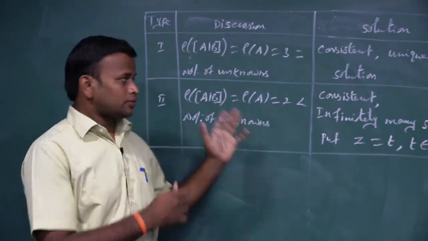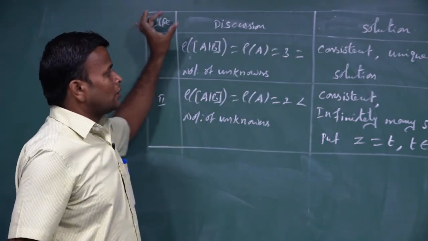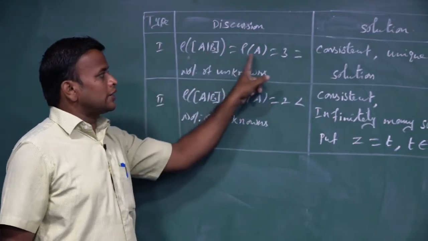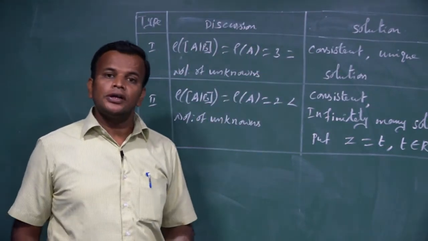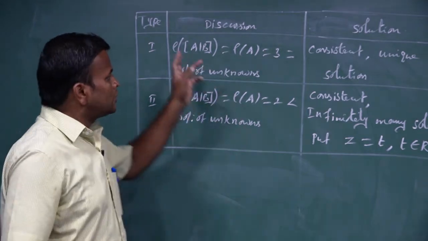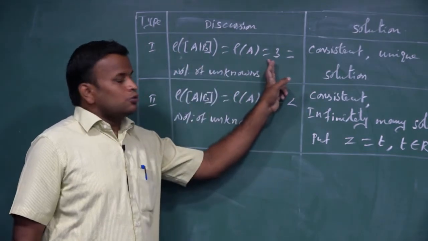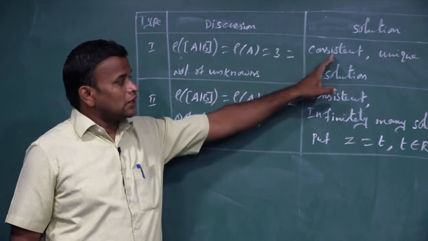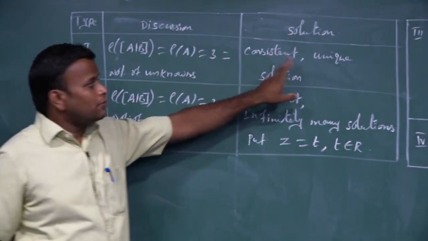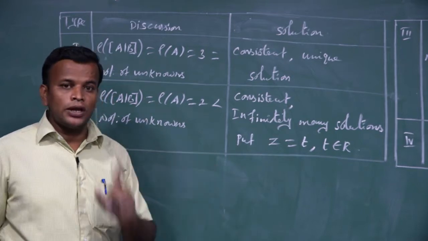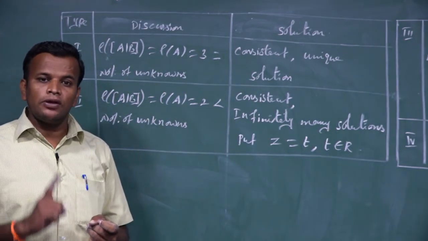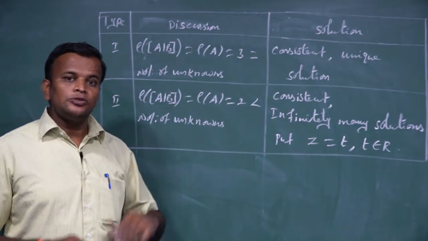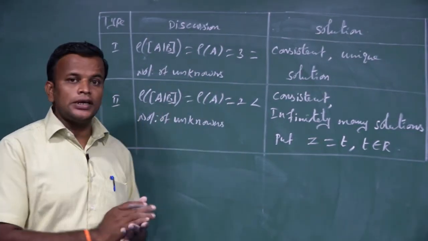It is a formula. The first type, the discussion and solution. Suppose both ranks are equal to 3. We solve 3 equations, so both ranks should be equal to 3, which is equal to the number of unknowns. The system is consistent and the system has a unique solution. Unique means only one. That is, it has one value of x, one value of y, and one value of z. This is the first case. It is possible only when both ranks are exactly 3.